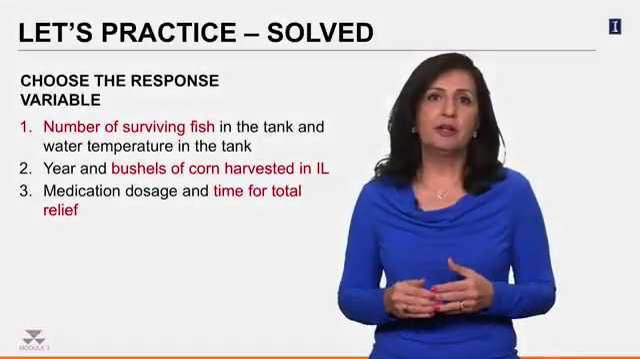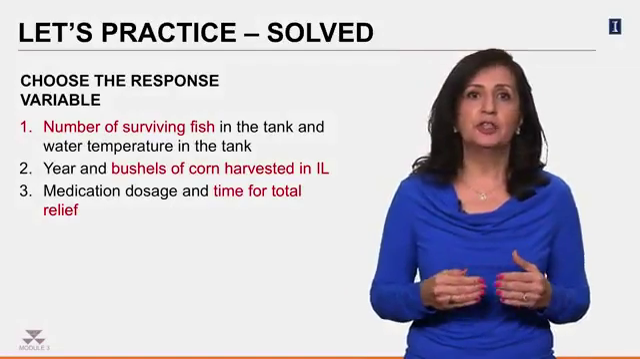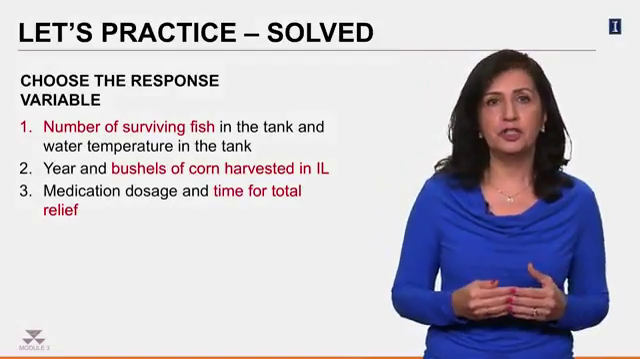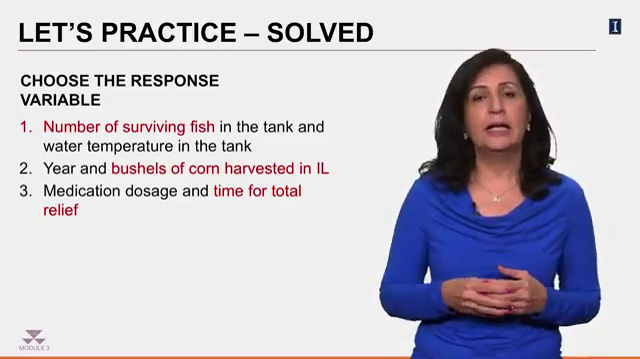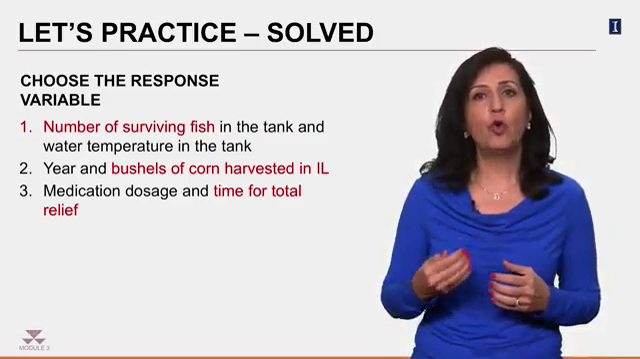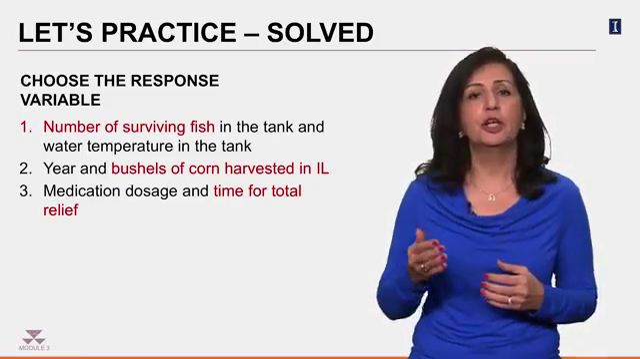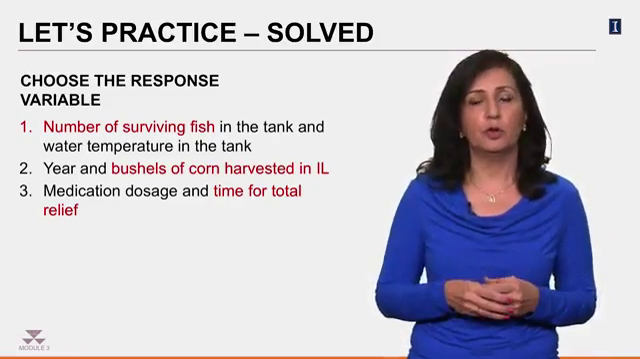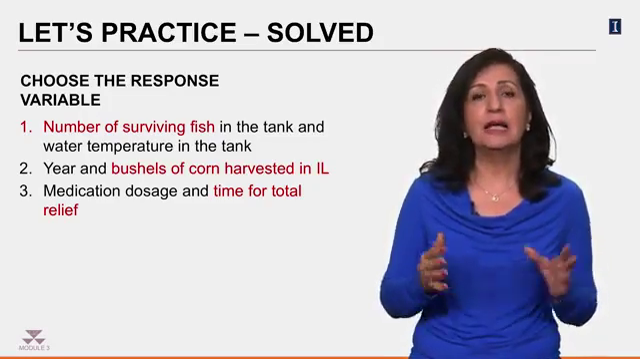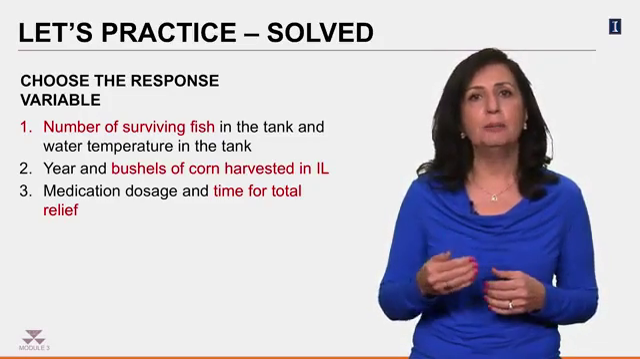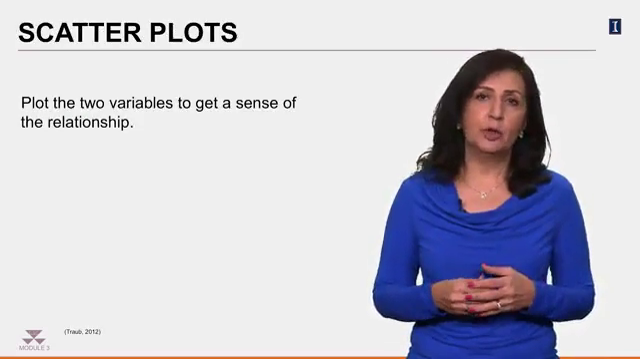The response variable in each study is shown in red color font. In the first study, the number of surviving fish in the tank is responding to the water temperature in the tank. In the second study, bushels of corn harvested in Illinois is being tracked year after year, so the harvest is the response variable. And in the third study, time elapsed for total relief is the response variable and depends on medication dosage. We learned about scatter plots early on.